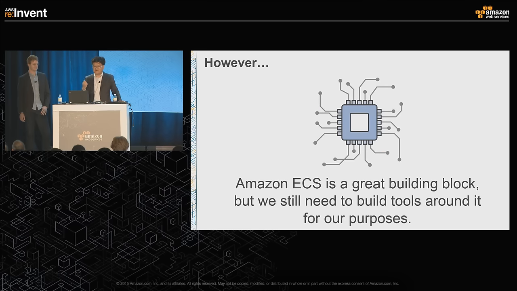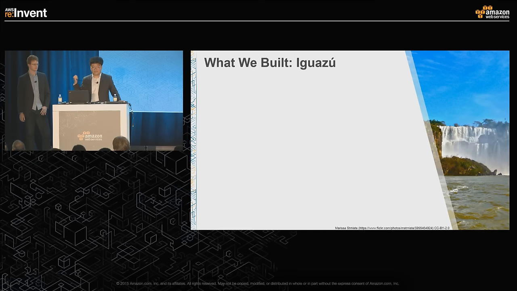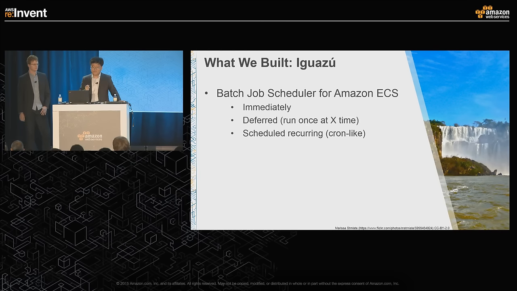So Amazon ECS is a great building block, but we still need to build tools around it for our purposes. So what did we build? So you might have seen the name Iguazu in the keynote given by Dr. Vogels in the morning. So what is Iguazu? So Iguazu is a batch job scheduler for Amazon ECS.